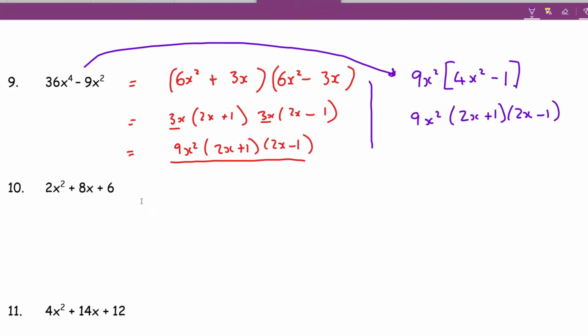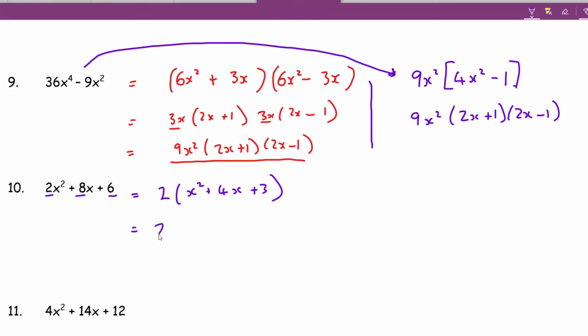Okay, now spotting that easy way to do it, what you should see here, again, you've got 2 common in all of them. So what I'm going to do is take a factor of 2 out and write that as 2x squared plus 4x plus 3. So double that 2x, double that 8x, double that 6. Okay, so you could spot that getting the 2 out.